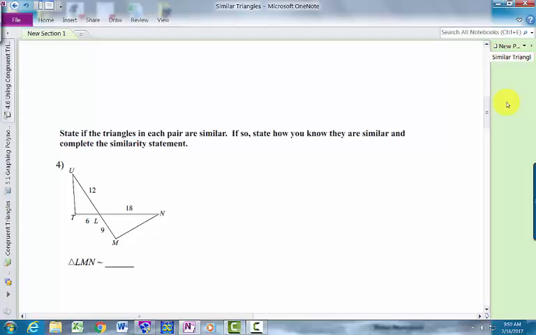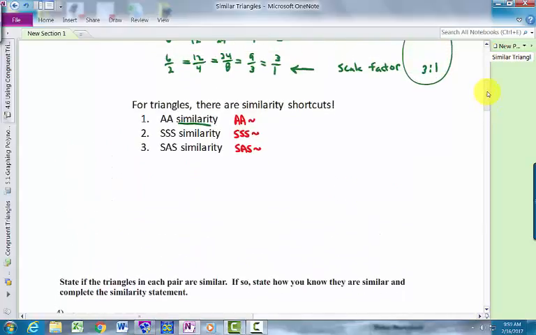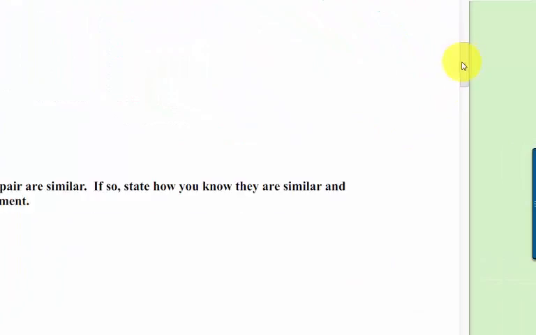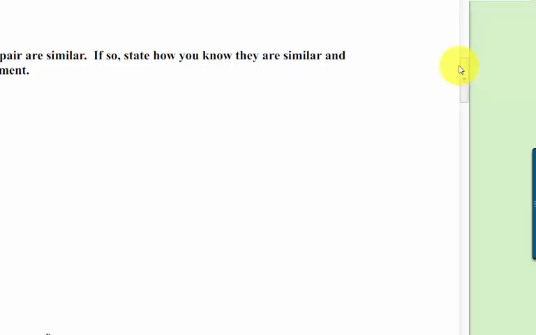Okay, so we take this first one right here. The first thing that I want to note is that these angles right in here are vertical angles. So I definitely have that. I don't know any other angles. So if I check up above here, when I look at the 3 ways to prove 2 triangles similar, I can definitely get rid of this one because I don't have 2 angles within my triangles. So that one's out. So it's either going to be side, side, side similarity, or it's going to be side, angle, side similarity.